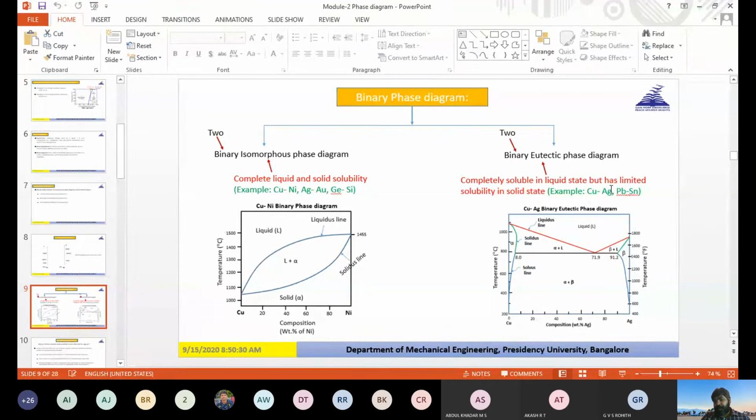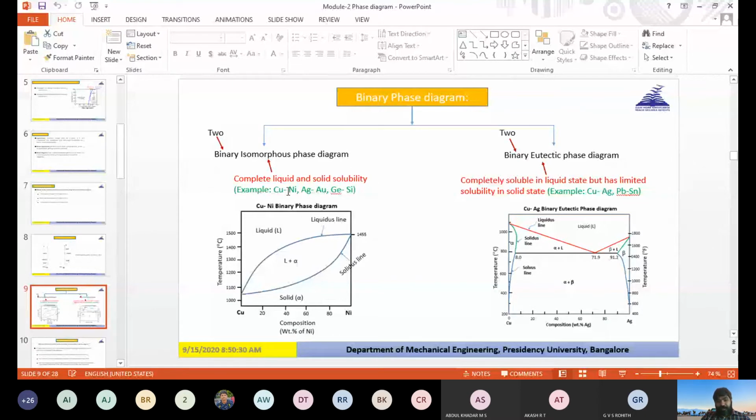For example, copper and silver, lead and tin. These binary phase diagrams of copper and silver and lead and tin are binary eutectic phase diagrams. Why? Because these two are soluble in the liquid state but have limited solubility in the solid state. But in the case of copper nickel, silver gold and germanium silicon, these two components are completely soluble in the liquid as well as in the solid states.